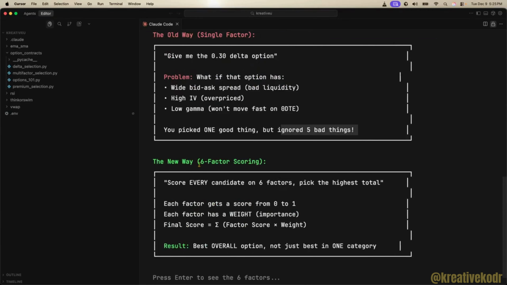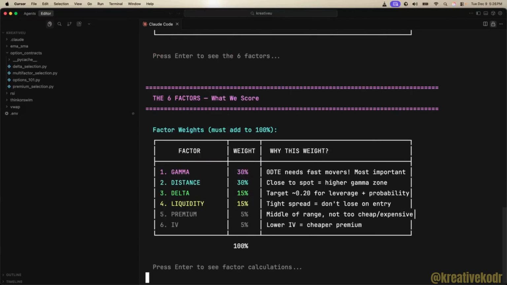The sixth new way is a 6-factor scoring system. We score every candidate on 6 factors and pick the highest total. Each factor gets a score between 0 and 1. Each factor has a weight for its importance, and the final score is the sum, sigma, of each factor score times its factor weight. So we get the best overall option, not just one per category.